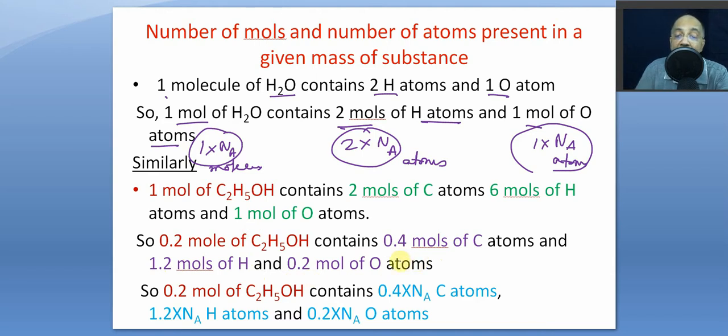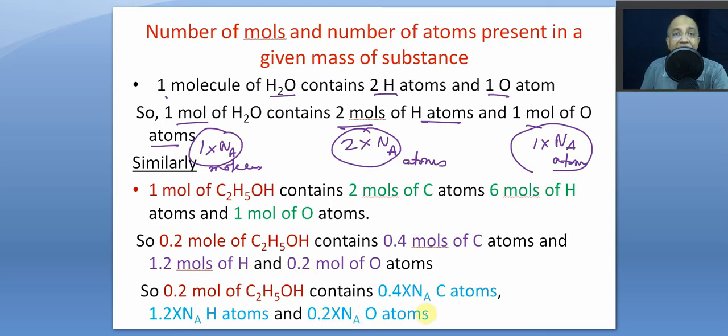And the moment you get the number of moles of atoms of each element, you multiply by Avogadro's number to get the number of atoms. So 0.2 mole of ethanol contains 0.4 into Na. I am just writing Na for Avogadro's number because I am explaining the concept. Once you get the number of moles of atoms of each element, you multiply by Avogadro's number to get the number of atoms. So 0.4 into Na carbon atoms, 1.2 into Na hydrogen atoms, and again 0.2 into Na oxygen atoms. So this is very simple.